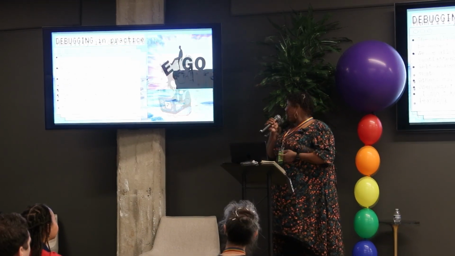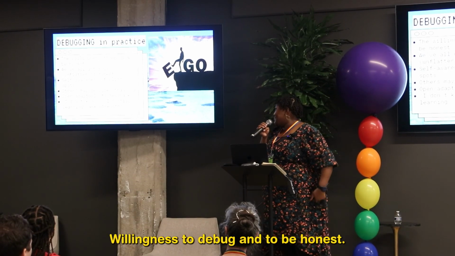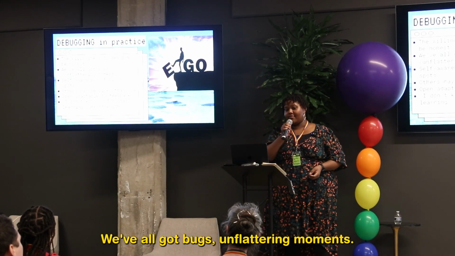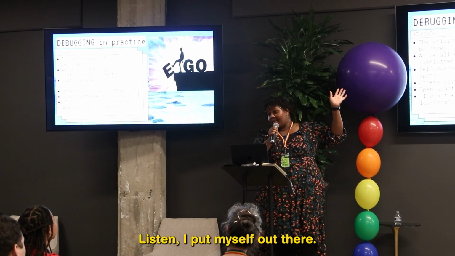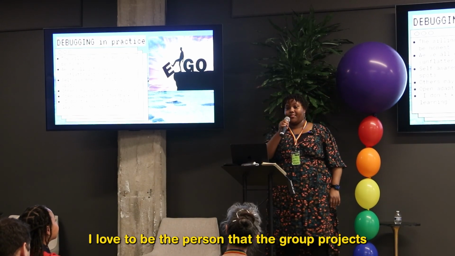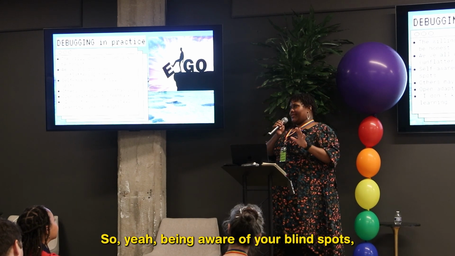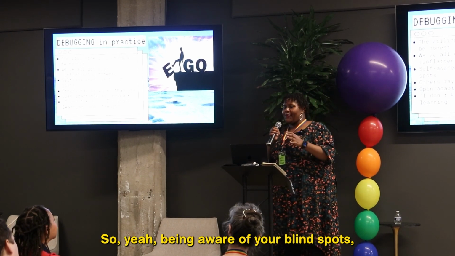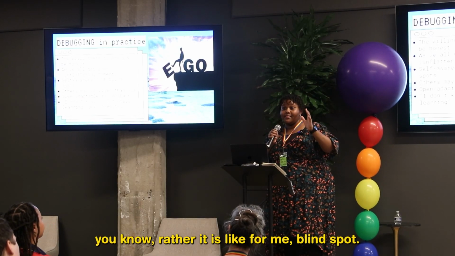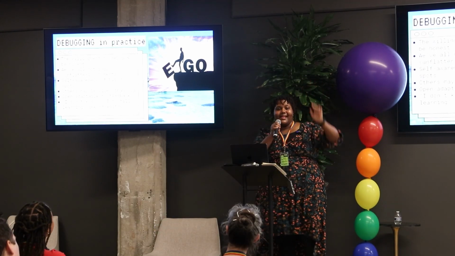So, next slide. Willingness to, there goes that honesty aspect. Willingness to debug and to be honest. We've all got bugs, unflattering moments. Listen, I already put myself out there. I love to be the person that did the group projects all by myself because I didn't trust the work of other people. So, yeah. Being aware of your blind spots. Some of y'all might say a thorn in your flesh or your side. For me, it's pride.